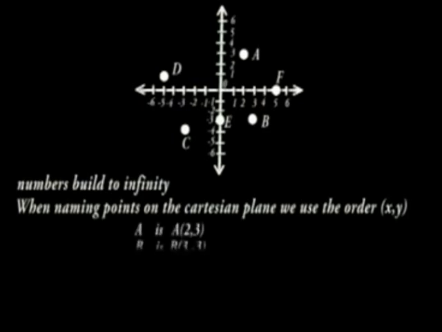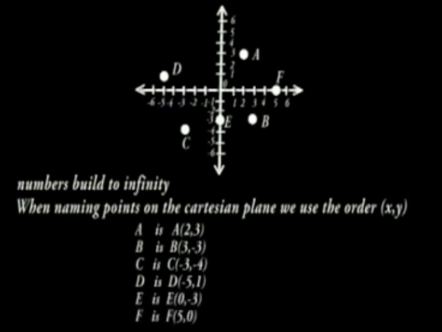Now this is a simple Cartesian plane. The arrows are used to indicate that the number line extends to infinity. When naming points on the Cartesian plane, we use the order x, y. Point A, for instance, is 2 points along the x-axis and 3 points along the y-axis. Its coordinates are A(2, 3).